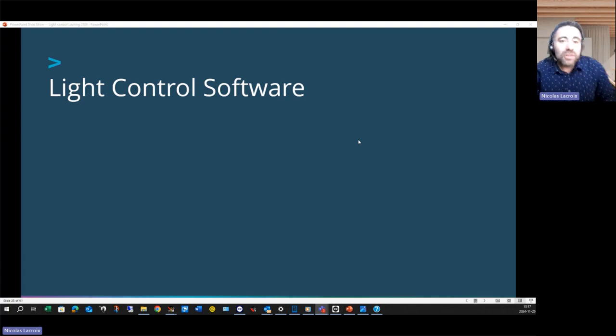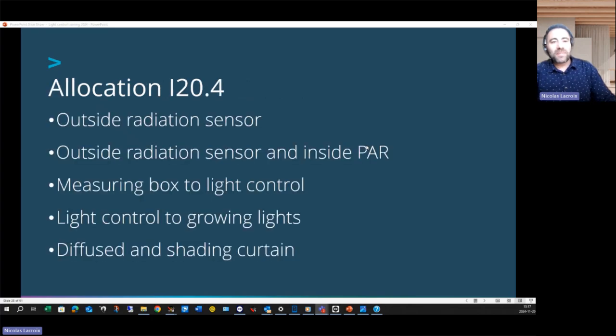Okay, so let's start with the light control software. That's I think the most important part for you today. The first thing you need to do is the allocation of the different components of your system. So in page I20.4, you need to allocate the outside radiation sensor. You can also allocate the inside power sensor, the measuring box to the light control, the light control to the growing lights, and also the diffuse and the shading curtain. Today, I'm not going to cover the diffuse and shading curtain because there's enough stuff just with the light control.